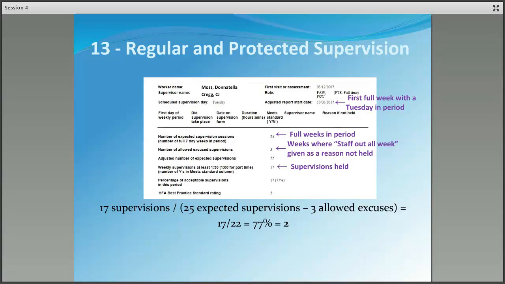The MIS computes the supervision score for each worker at a program. The program score in the PI report is the lowest score for all staff. So if all workers get a 3, the program gets a 3. If the lowest worker score is a 2, the program gets a 2, which is still great. And if any workers get a 1, the program gets a 1.